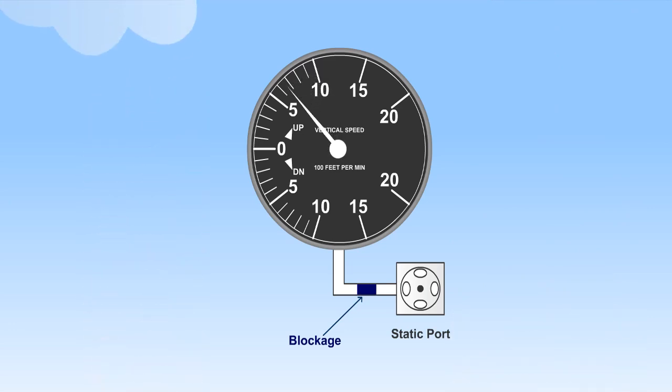If the blockage occurs during a climb or descent, the VSI indication will gradually return to zero as the differential pressure equalizes. If the blockage occurs in level flight, the VSI will read zero during a subsequent climb or descent.